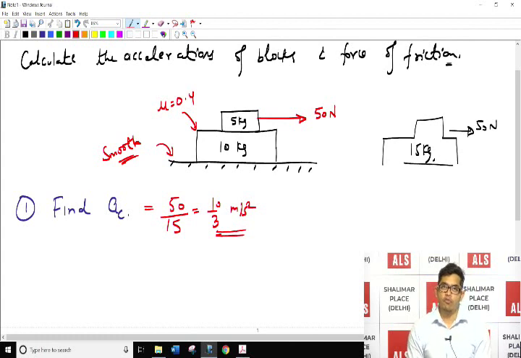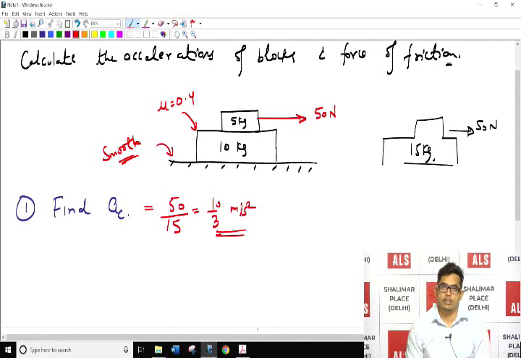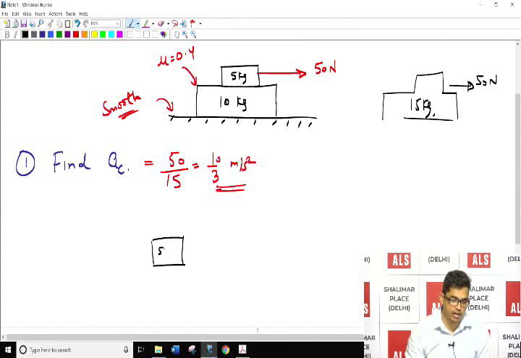Okay, now once we have calculated the common acceleration, we have to check whether friction can support this acceleration or not. So check. Now find the force of friction required. So if you talk about the 5 kilogram block, look at the 5 kilogram block, and look at the forces on it.